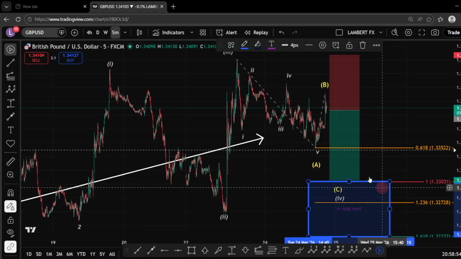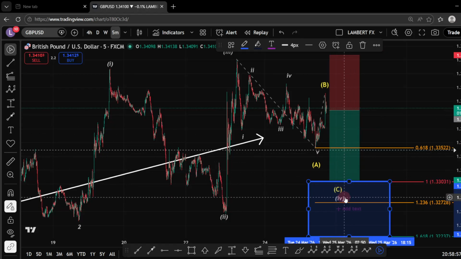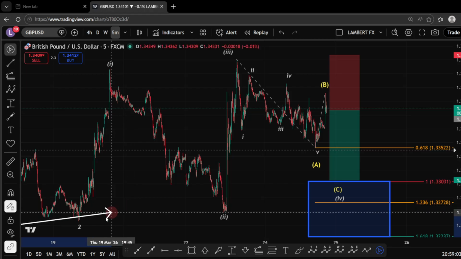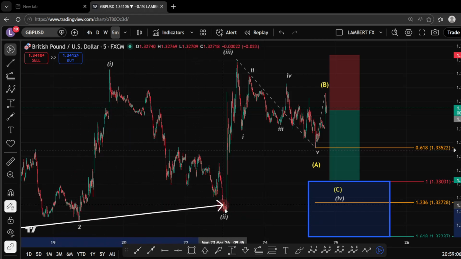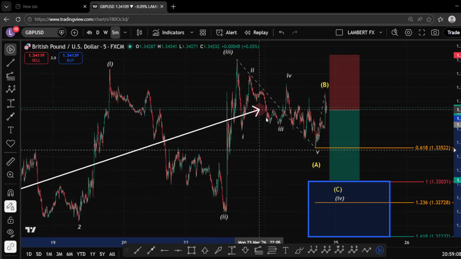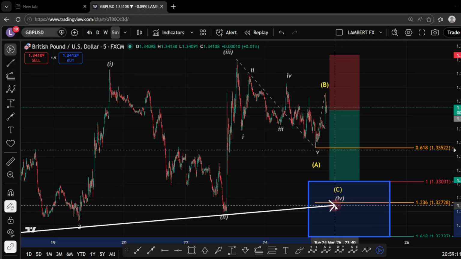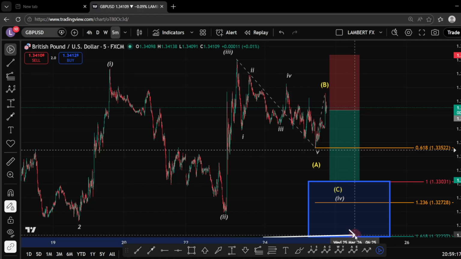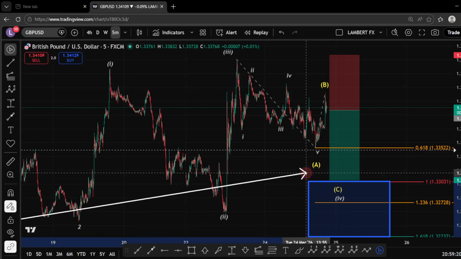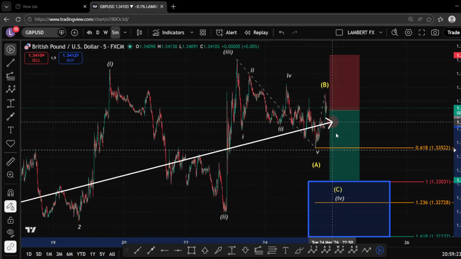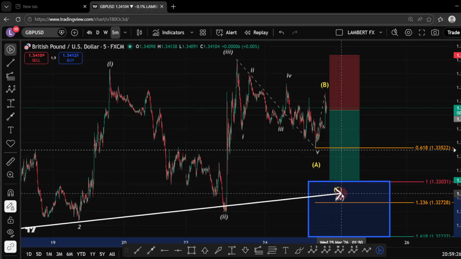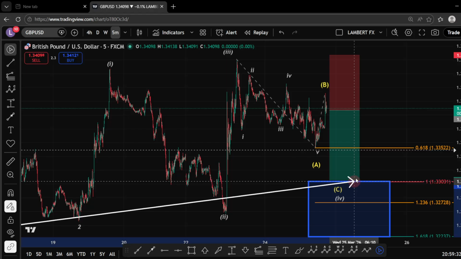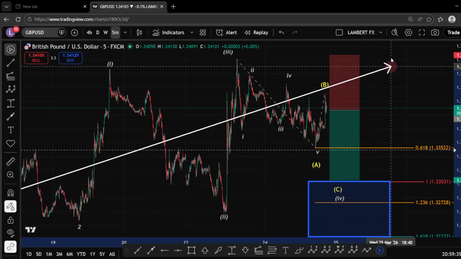So this is where we're looking for this C to complete, and this C will be our 4 of sub leg 2. We've got 2 there, we've got 3 there, and then we need a 4 right here. This 4 must not exceed 1.618. So I'm expecting this to come down, and then once the C completes for 4, I would take a long trade for 5.